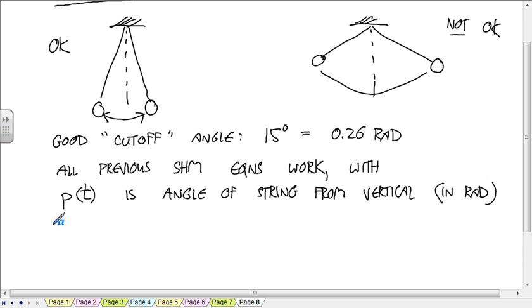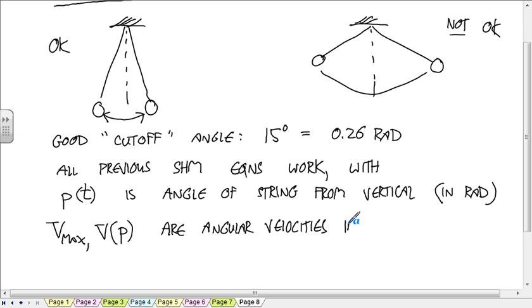And that means that the speeds, so V max and V of P, are angular velocities, in units of radians per second.